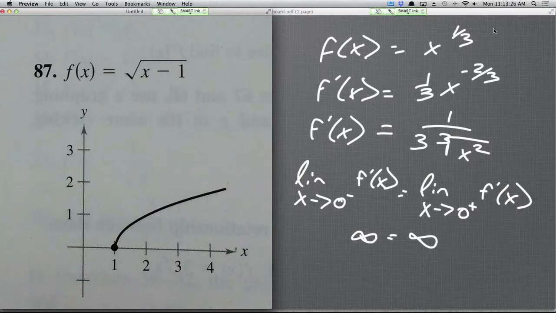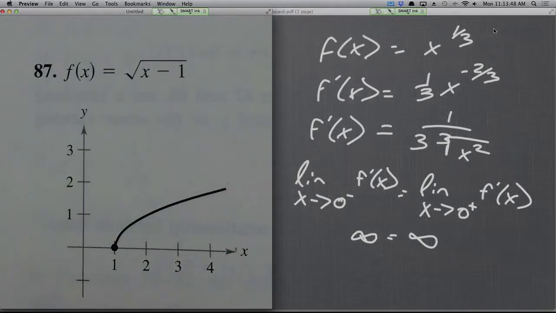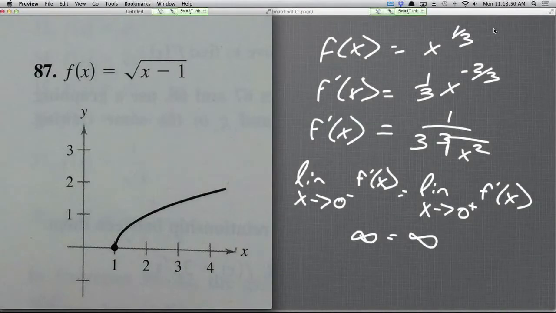Sharp turn, vertical tangent line, not continuous, and the limit of the derivative does not exist. I don't have both sides. I only have a one-sided limit, like on number 87. All right, now let's do this without a graph.